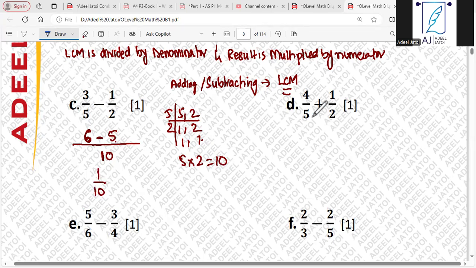Similarly, the LCM of part D is also 10 because it has the same denominators, 5 and 2. 10 divided by 5 is 2, and 2 fours are 8. 10 divided by 2 is 5, and 5 ones are 5. So 8 plus 5 is 13 upon 10. So this is part C and part D.